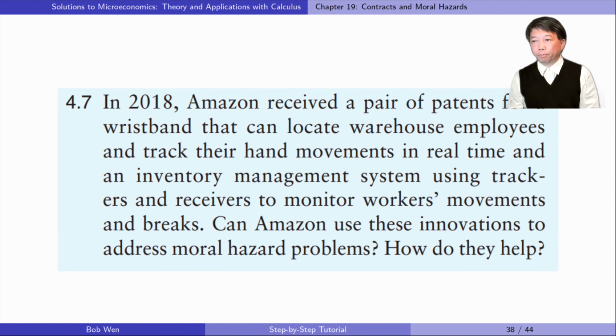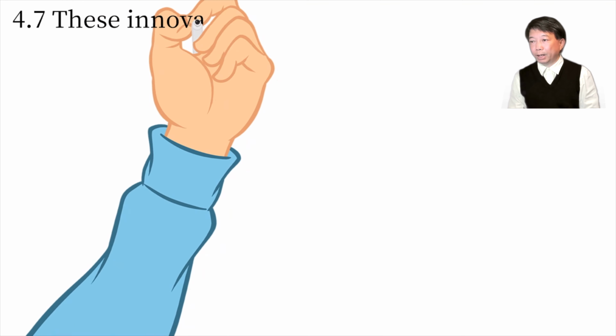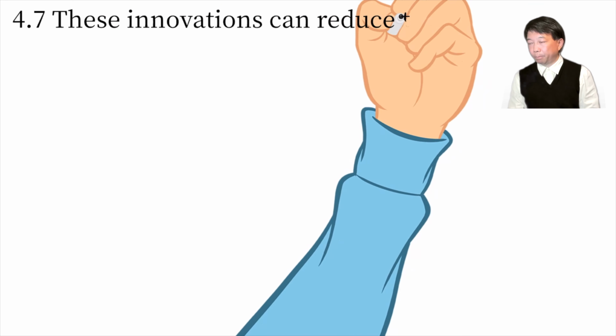Let's answer exercise 4.7. In 2018, Amazon received a pair of patents for a wristband that can locate warehouse employees and track their hand movements in real time, and an inventory management system using trackers and receivers to monitor workers' movements and breaks. Can Amazon use these innovations to address moral hazard problems? How do they help? These innovations can reduce the moral hazard problems caused by asymmetric information.